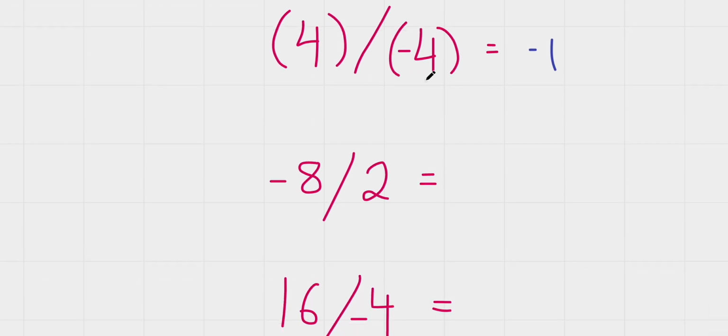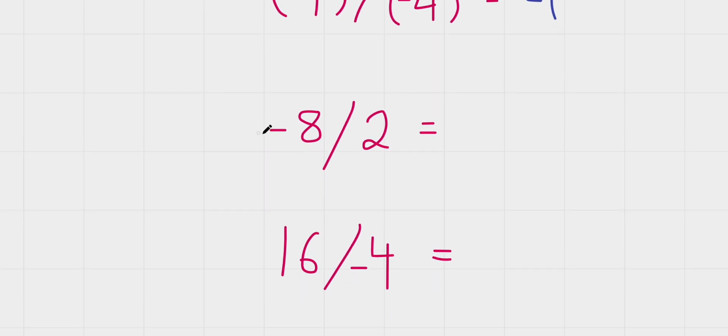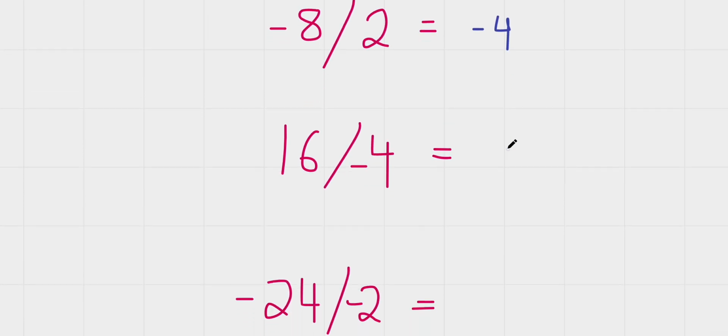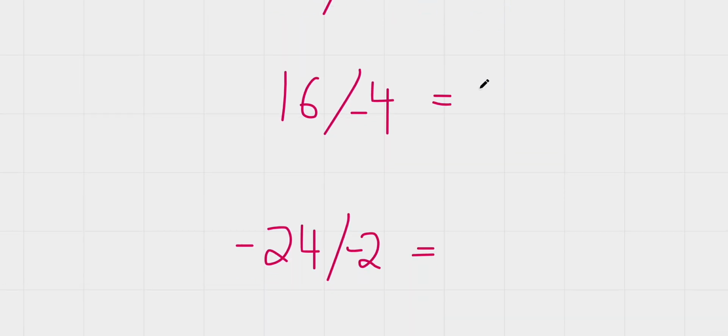When a number is basically divided by itself, the answer will always be 1, and the only thing you have to pay attention to is the sign. So here we have negative and a positive, so the answer will be a negative 1 instead of just 1. Negative 8 divided by 2 is going to be negative 4. Negative 16 divided by negative 4 is going to be a positive 4.